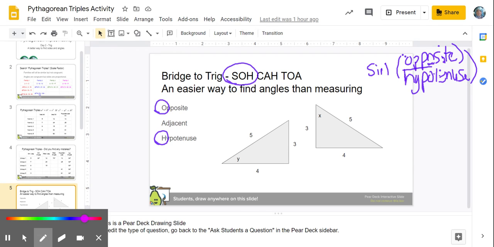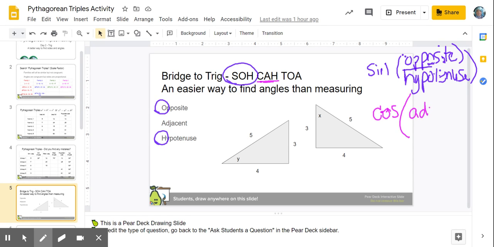Okay, let's see if I can write a little more clearly for cosine. So cosine, C-O-S, cosine, is adjacent over hypotenuse. Okay. So I've got sine is the S, O is opposite, H is hypotenuse, and then cosine is the C, adjacent is the A, and hypotenuse is the H.